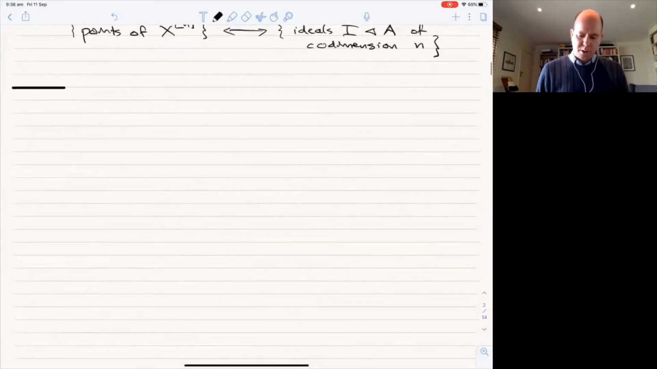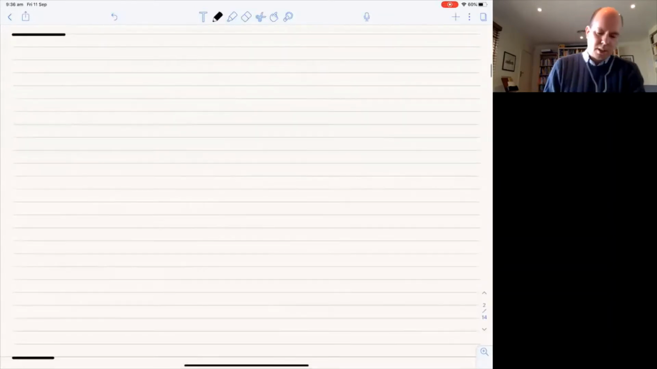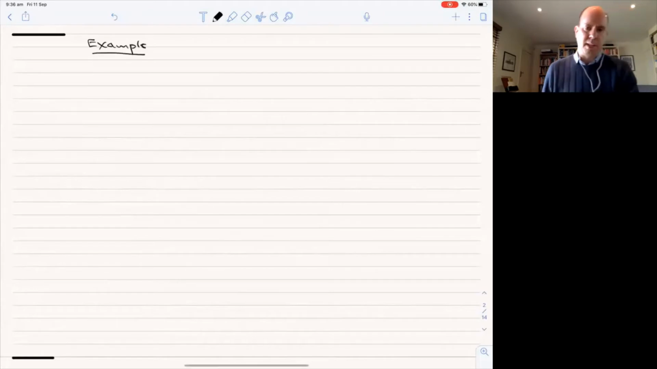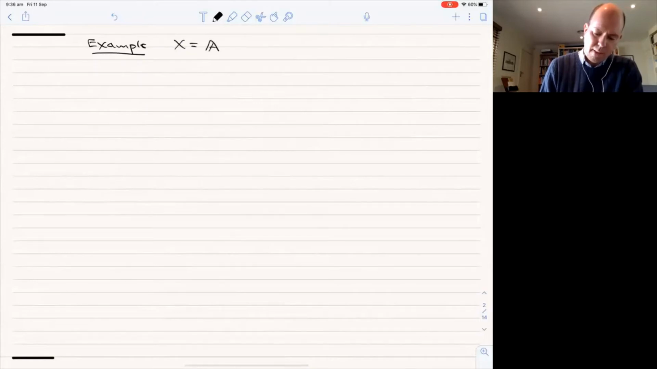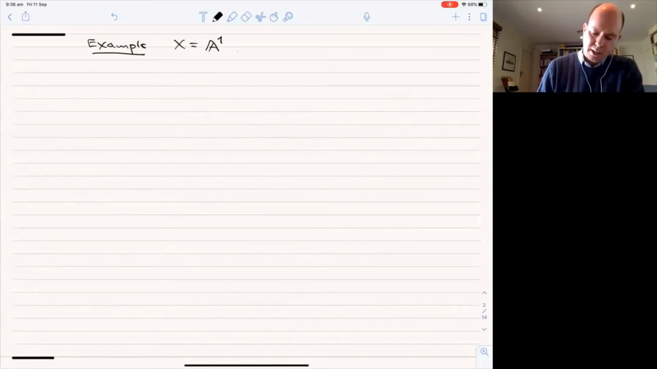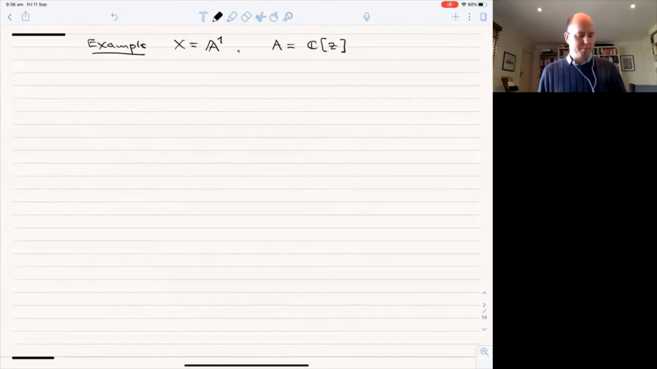Okay, so in fact, the first example won't show that because in the case of the affine line, or in fact any curve, things are a little bit disappointing. So let's take the most basic example of an affine variety, the affine line. This is the affine variety whose coordinate algebra is the ring of polynomials in one variable. Nakajima uses the letter Z for the variable.